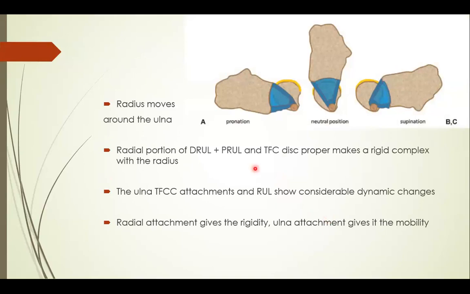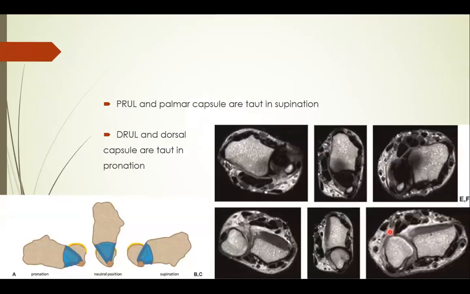The radial portion of the dorsal radioulnar ligament and the proximal radioulnar ligament and the TFC disc, the radial half of it, is commonly understood to be very rigid. They don't stretch, they don't extend. However, the ulnar half of it is what gives the freedom to move from pronation to supination. Radial attachment gives the rigidity and ulnar attachment gives the mobility. The proximal radioulnar ligament and palmar capsule are taut in supination. The dorsal radioulnar ligament and dorsal capsule are taut in pronation.